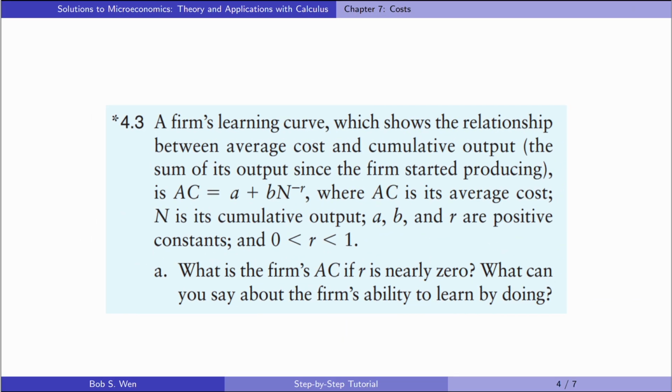Let's find answers to exercise 4.3. A firm's learning curve, which shows the relationship between average cost and cumulative output, is as follows, where AC is average cost, N is its cumulative output, A, B, and R are positive constants, and R is between 0 and 1. In part A, what is the firm's average cost if R is nearly 0? What can you say about the firm's ability to learn by doing?